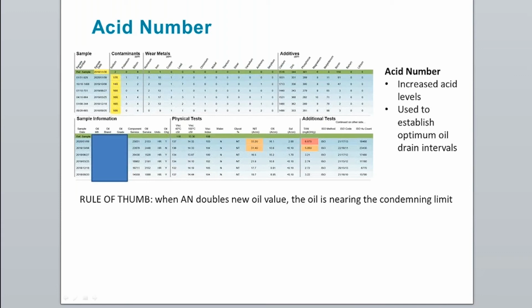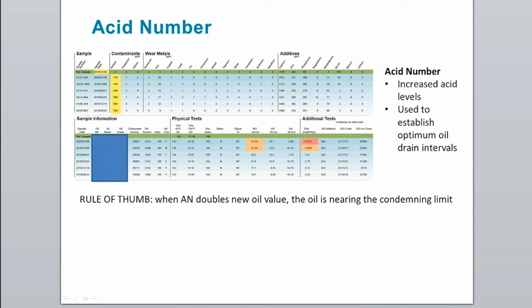The next thing we want to chat about is the acid number. The acid number is an indication of the increased acid levels in natural gas engine oils. Acid number testing is often a good way to find your optimum oil drain intervals as well, particularly in natural gas engines. A high acid number is an indicator of nitration, oxidation, and contamination. As opposed to the rule of thumb for base number, the general rule of thumb for acid number is that when an acid number doubles that of the new oil value, the oil is nearing its condemning limit.